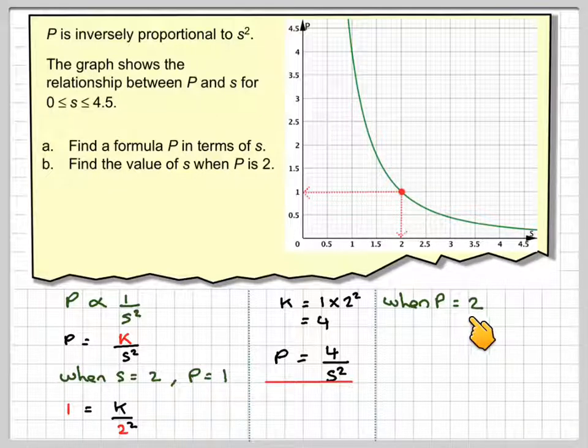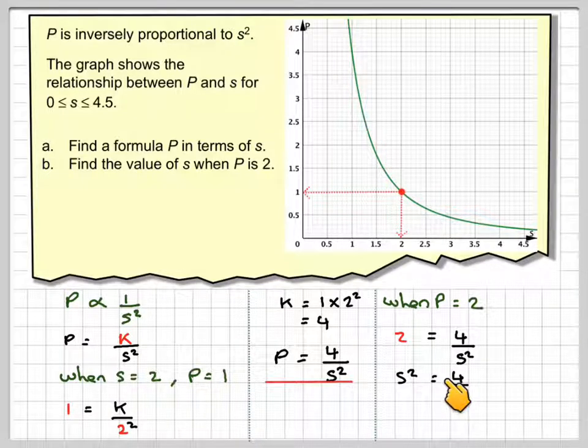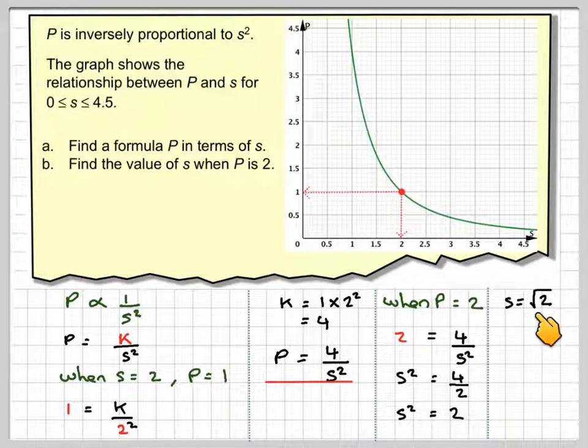So when P is equal to 2, we're going to have that 2 is equal to 4 over S squared. To rearrange that, we put S squared up here, put the 2 down here. So we're going to have S squared is 4 divided by 2. Pause the video if you're not sure on that bit. 4 divided by 2 is 2. So we've got S squared is equal to 2. Therefore, S will be equal to the opposite of squaring, which is the square root of 2.